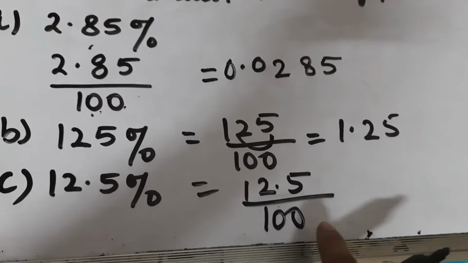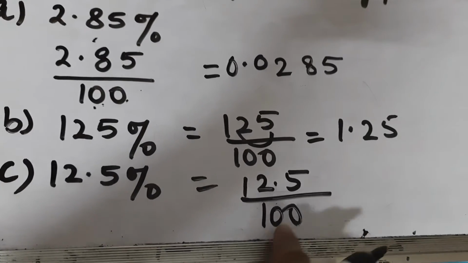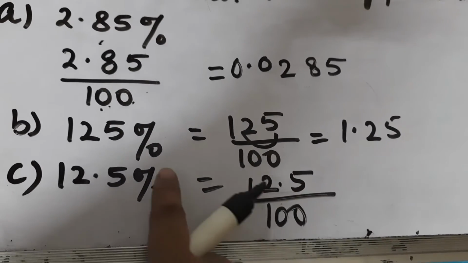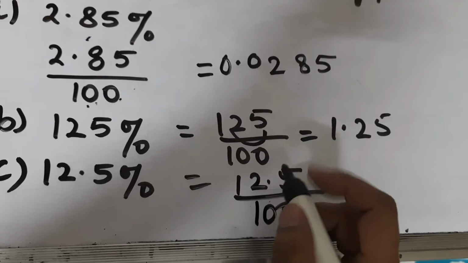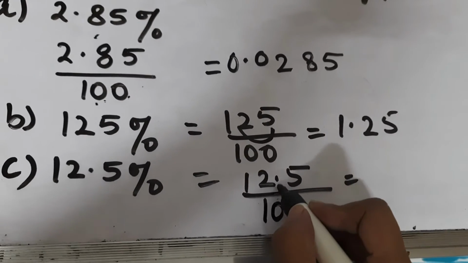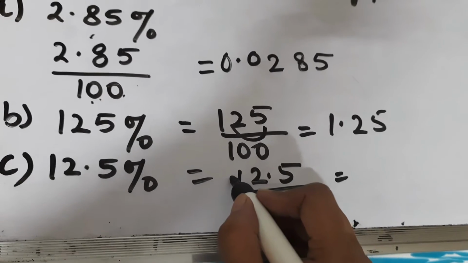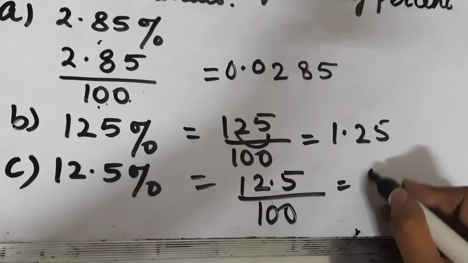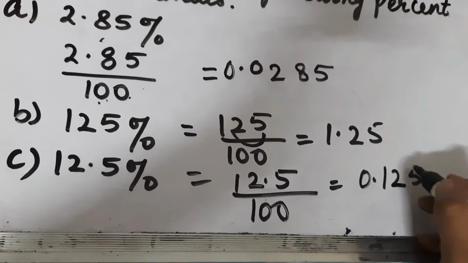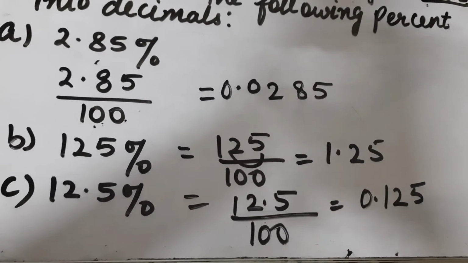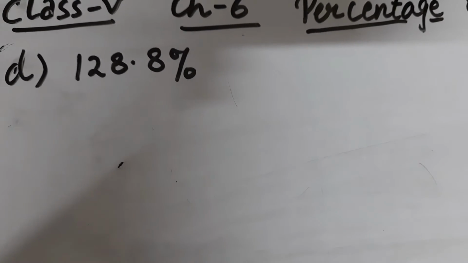Now we have to solve. See, there are two zeros in the denominator, so shift the decimal point 2 places to the left. The decimal point is here. If we shift 2 places to the left, this is the first place, this is the second place. So where will the decimal come? The decimal will come here, so it will be 0.125.